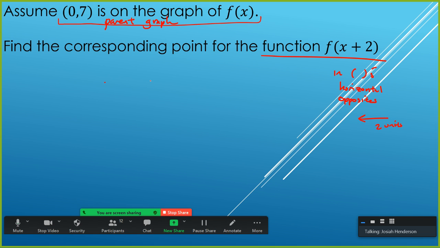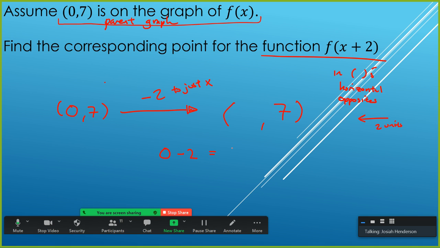Negative 2. Now for our 0, 7, think about it this way. You're starting here. We do our translation, which we just figured out was going to be left 2 units, negative 2 to just x. Why just x? Because we're only dealing with horizontals. Y's stay the same. So what's our resulting corresponding point? Well, we know the y stays, so it's still a 7 for y. What's 0 minus 2? Give that a shot.